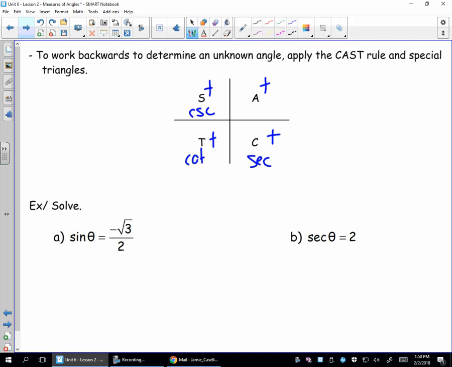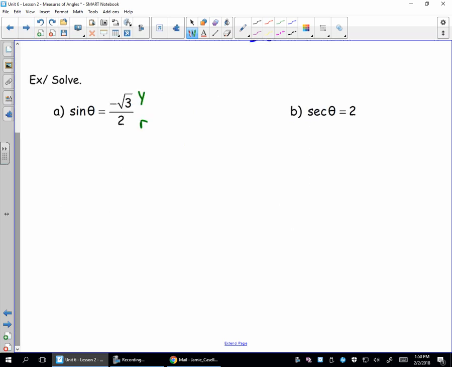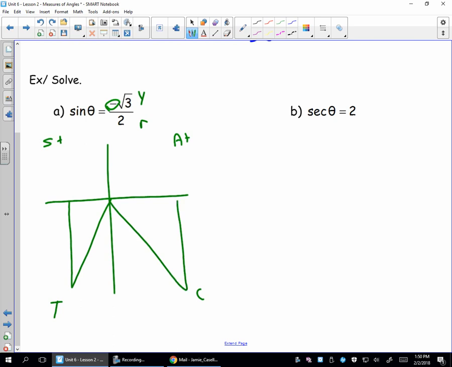Let's take a look at the sine ratio here. Sine is y over r, and sine is negative in which quadrants? Well, let's see where it's positive. It's positive here and here because it's sine, so it's negative in the other spots. Here are my two quadrants, and there are my right triangles. My y values are negative root 3s, my r values are 2s. I know root 3 is always across from pi over 3. So what are my answers?